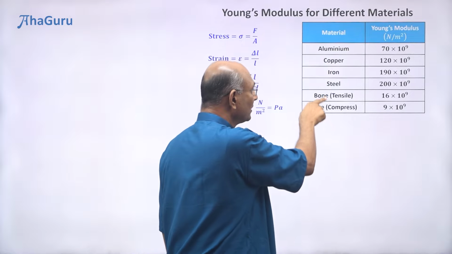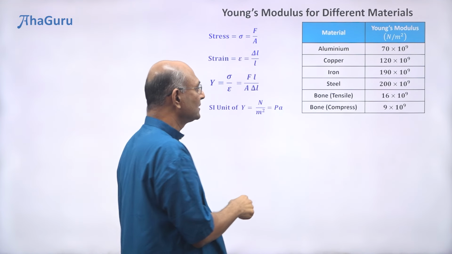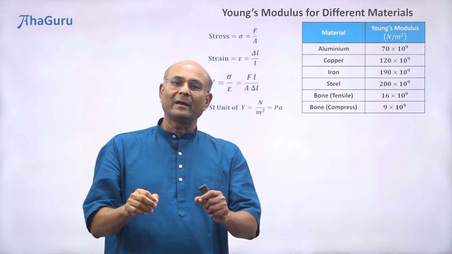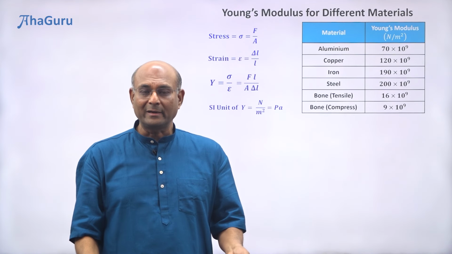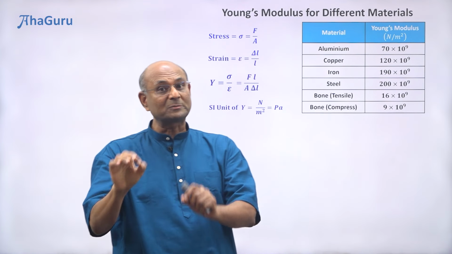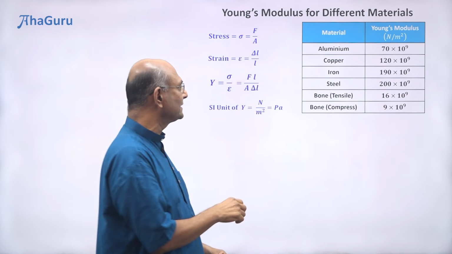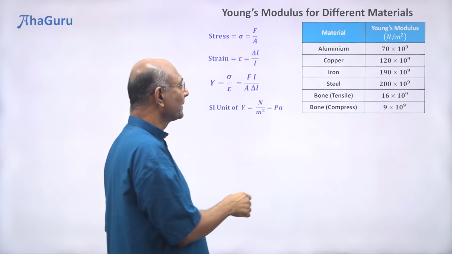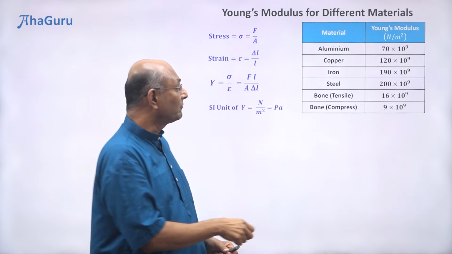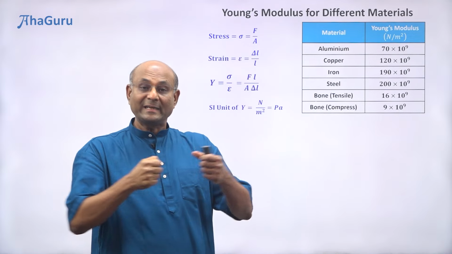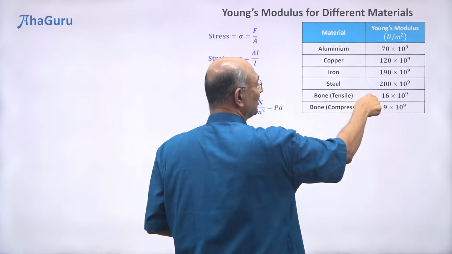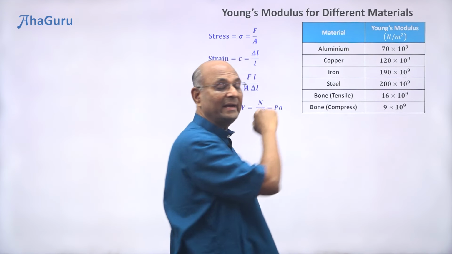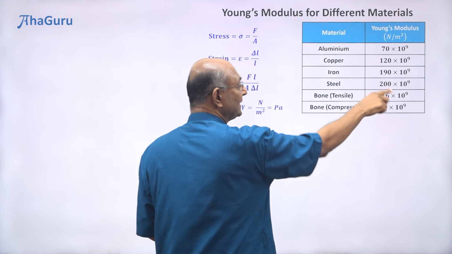Whereas, when you come to bone, there are two different Young's modulus values. Why have I not given that for all of these? As I told you earlier, whether an object is in tension or compression, the Young's modulus value is the same for most materials. Not all materials, most materials, right? So, all these materials, the Young's modulus is the same whether it is under tension or compression. Whereas with bone, you have two different Young's modulus values. For tension, when the bone is being pulled, the Young's modulus is 16 gigapascals. But when you're trying to compress the bone, then its Young's modulus in that case is 9 gigapascals.